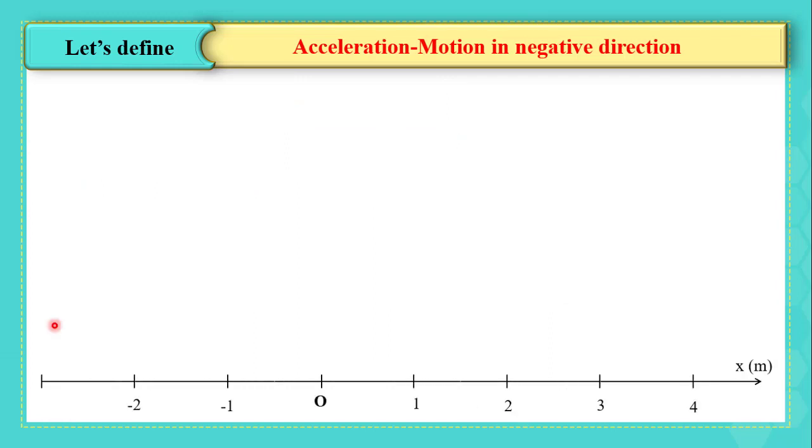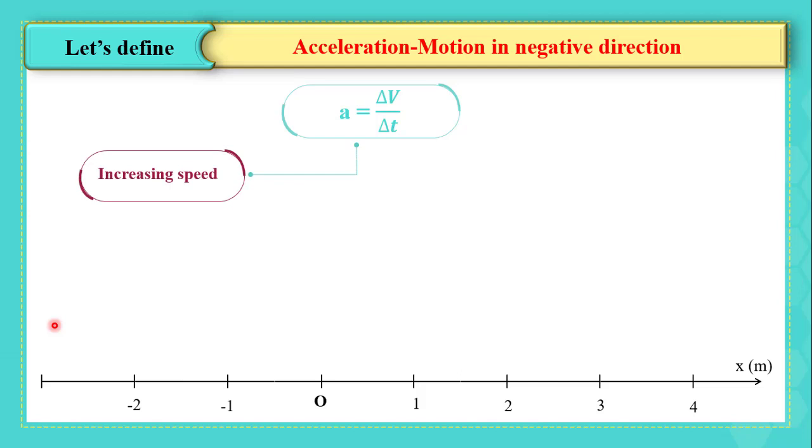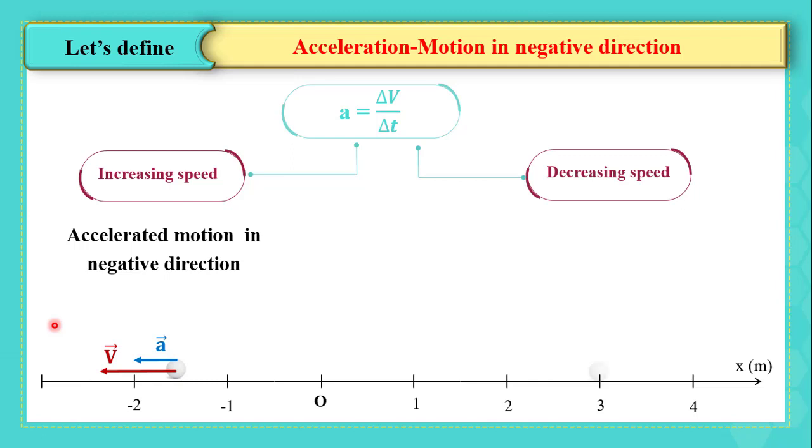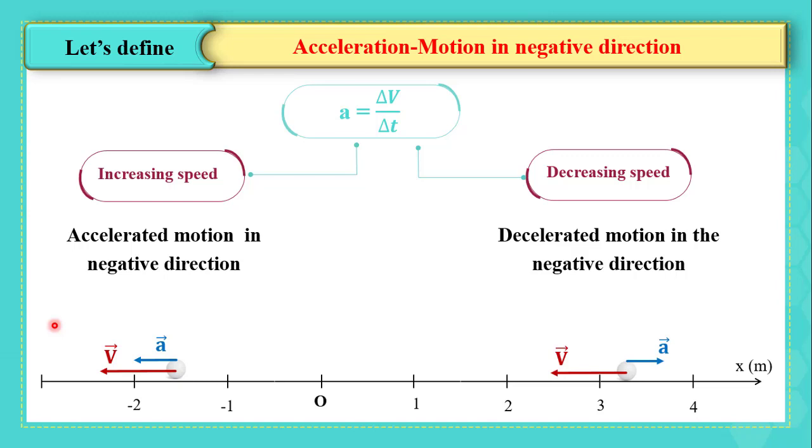In the case where the object moves in the negative direction of the axis, when the speed increases in the negative direction, the motion is said to be accelerated, and the velocity vector and the acceleration vector will have the same directions, which is the direction of motion. Whereas if the speed decreases in the negative direction, the motion is said to be decelerated, and the velocity vector and the acceleration vector will have opposite directions. V is always directed in the direction of motion, and A in this case will be directed in a direction opposite to the direction of motion.